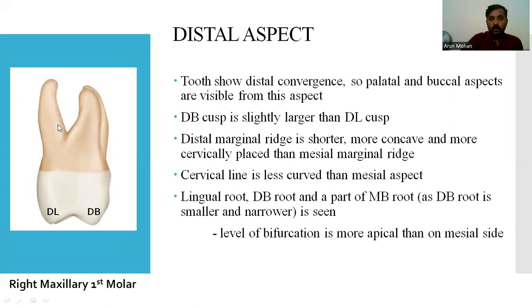The lingual root, distobuccal root, and part of the mesiobuccal root are seen from this aspect. The level of bifurcation is more apical as compared to the level of bifurcation on the mesial aspect. It is located more apically, or we could say the length of the root trunk is more on the distal aspect.